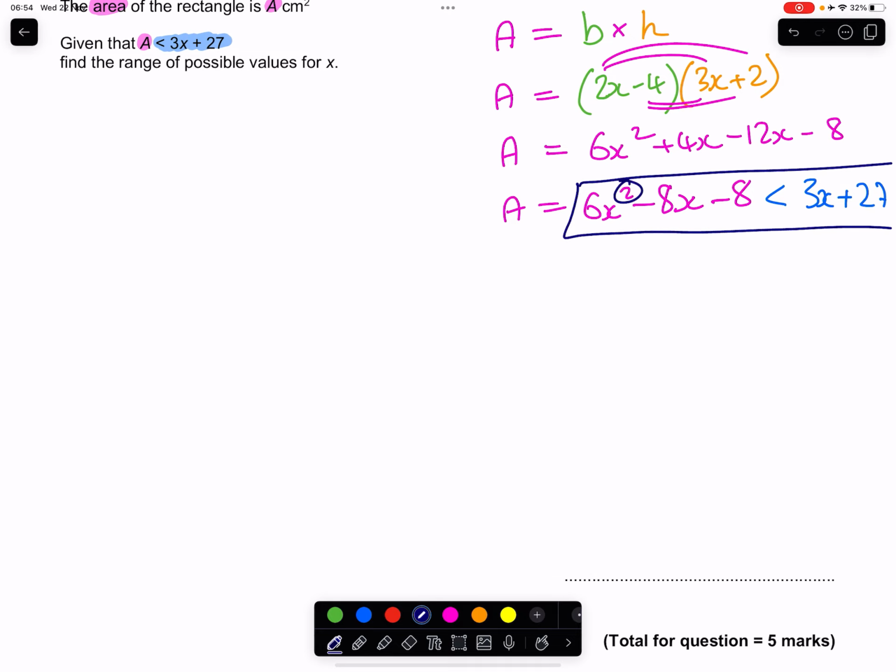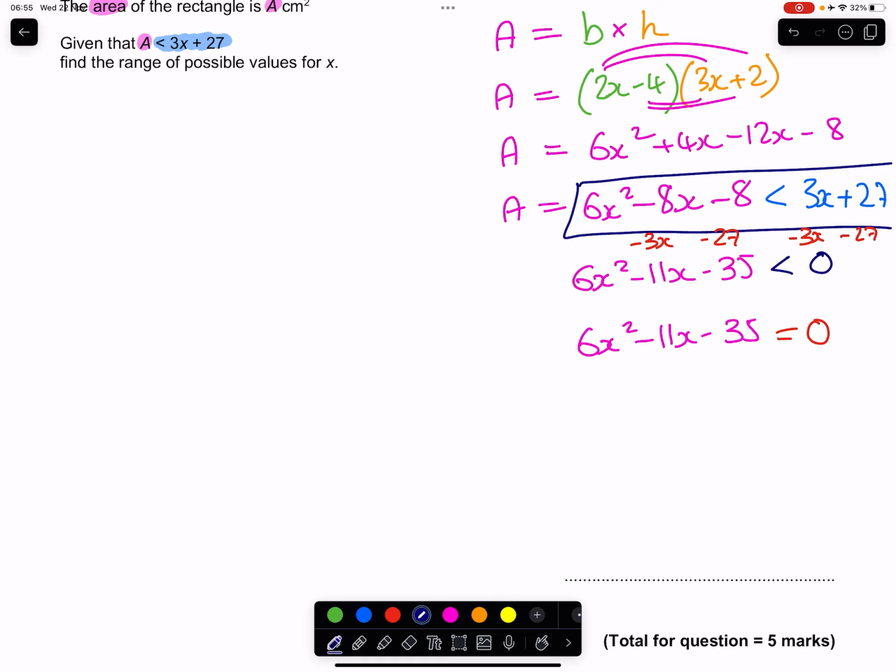We have a quadratic here, so in order to solve a quadratic inequality, the first thing I'm going to do is make everything on the same side so we end up with a 0. Take away 3x from both sides and take away 27 from both sides. That gives us 6x squared minus 11x minus 35. So when you have a quadratic inequality, the first thing you want to do is make it equal to 0. You solve the equation, and then we look at what the graph is like.